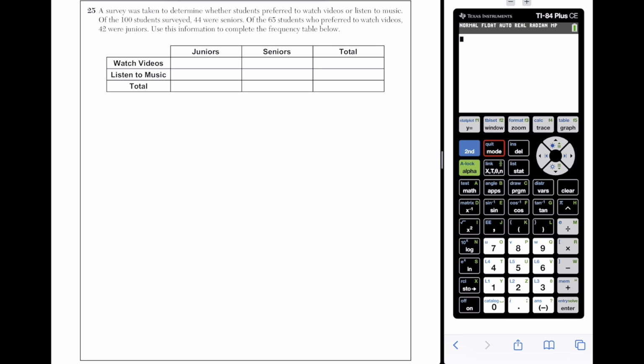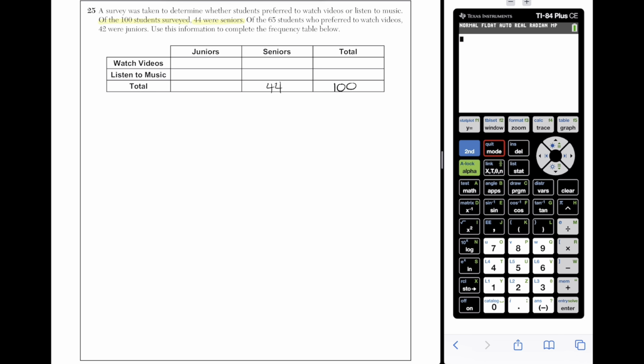Let's jump into our very first constructive response problem, number 25, which is a frequency table. I really like these because they're just like logic puzzles to me. So let's figure out how to fill it in. I'm going to have just my highlighter ready. A survey is taken to determine whether students prefer to watch videos with some music. Of the 100 students surveyed, 44 were seniors. So we know in total there were 100 students and 44 were seniors.